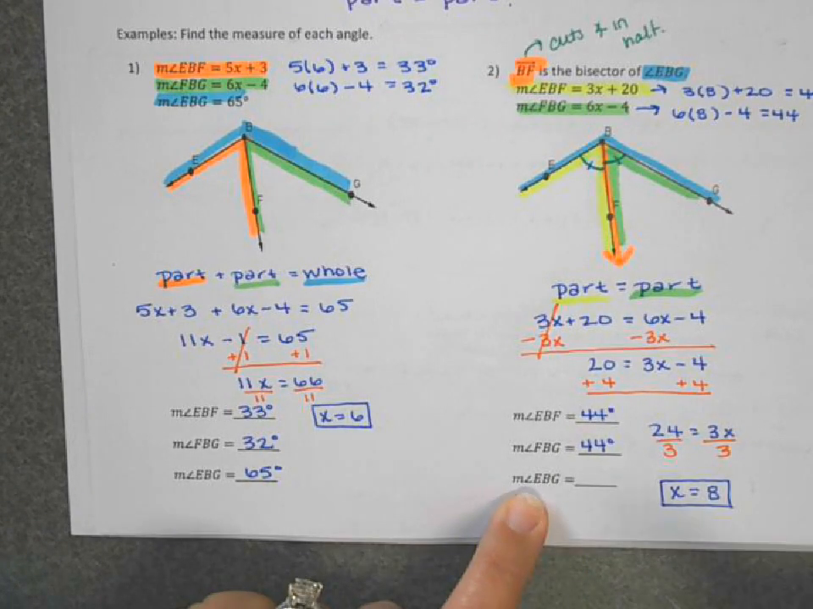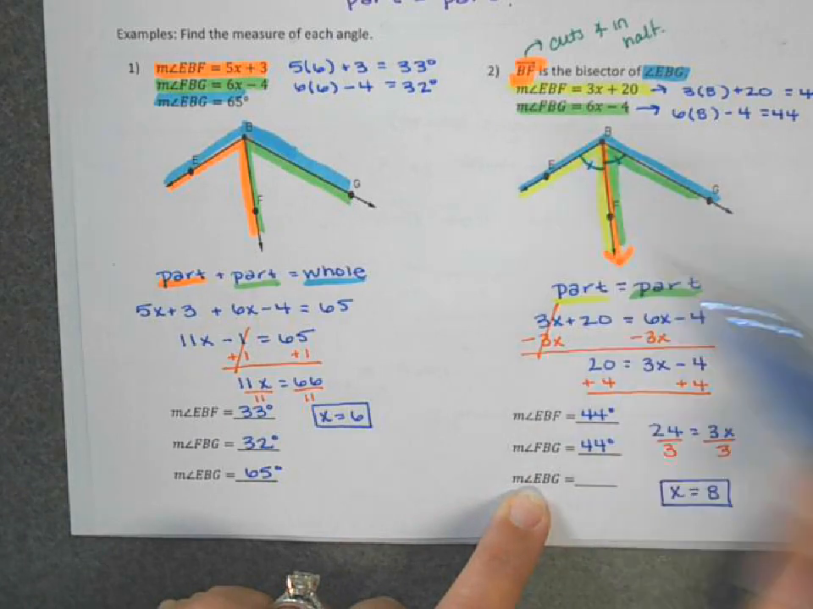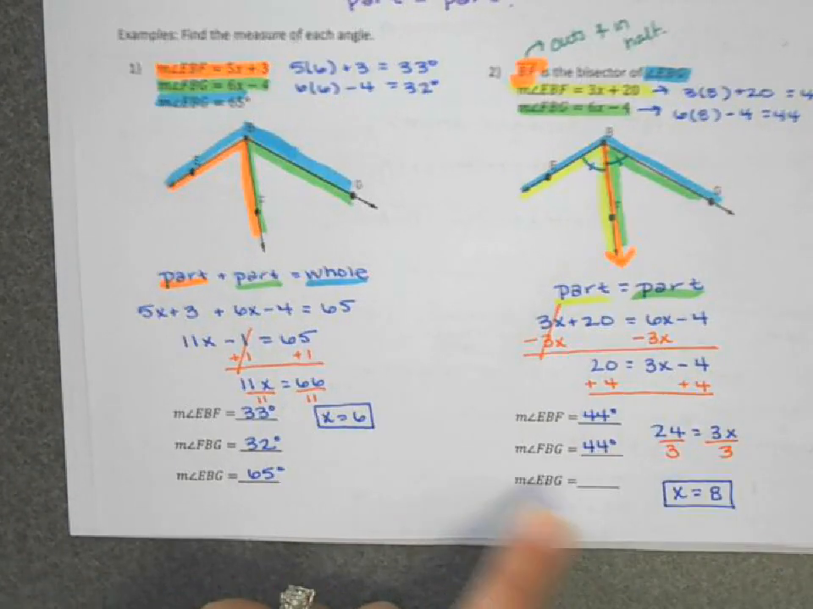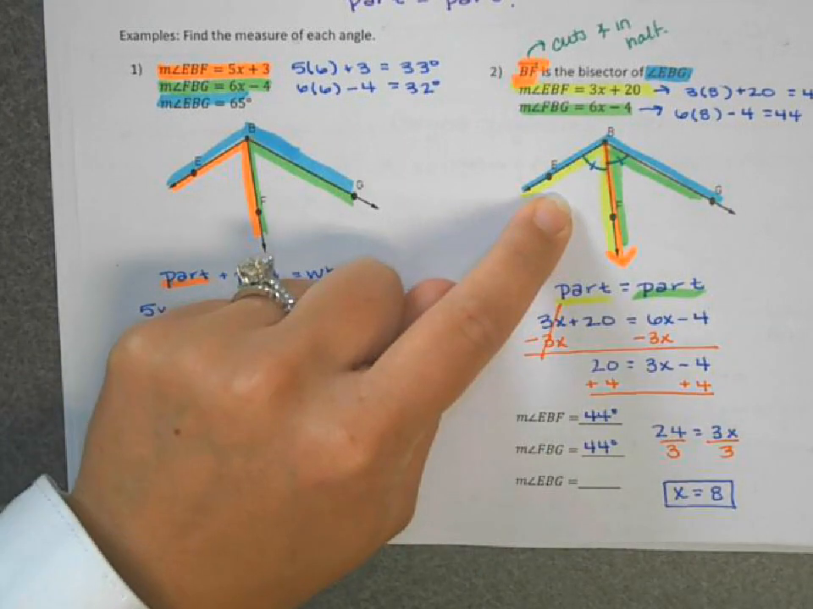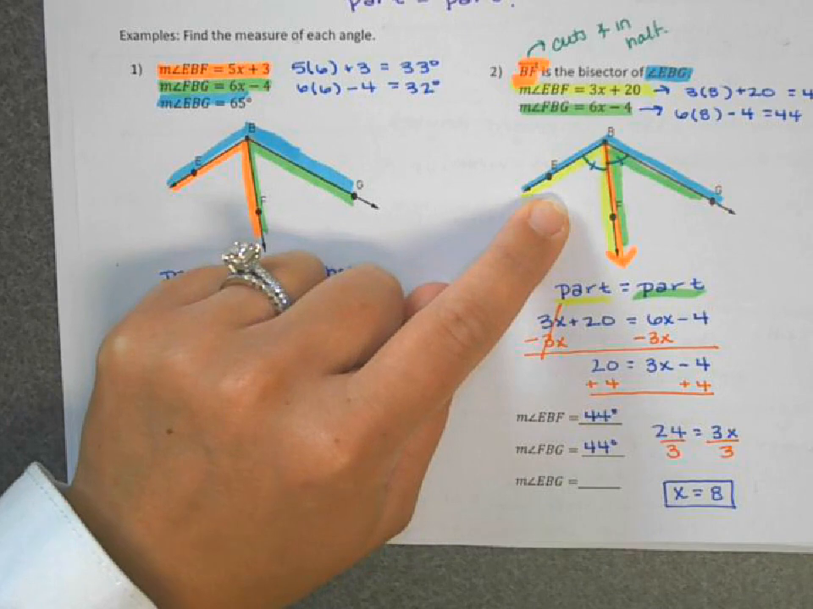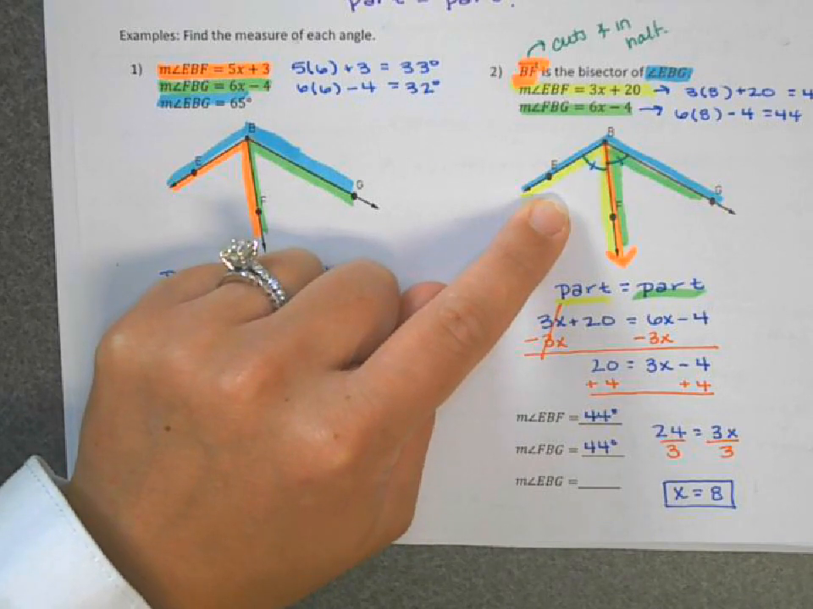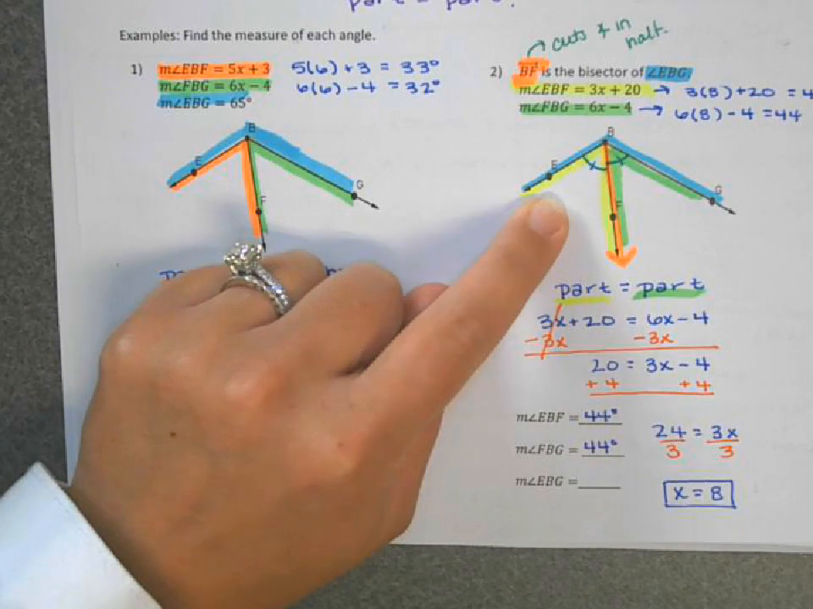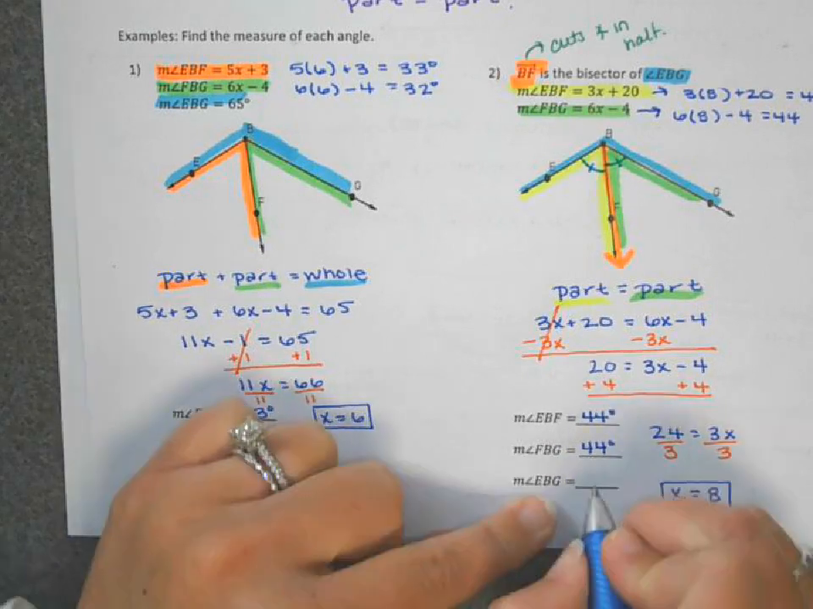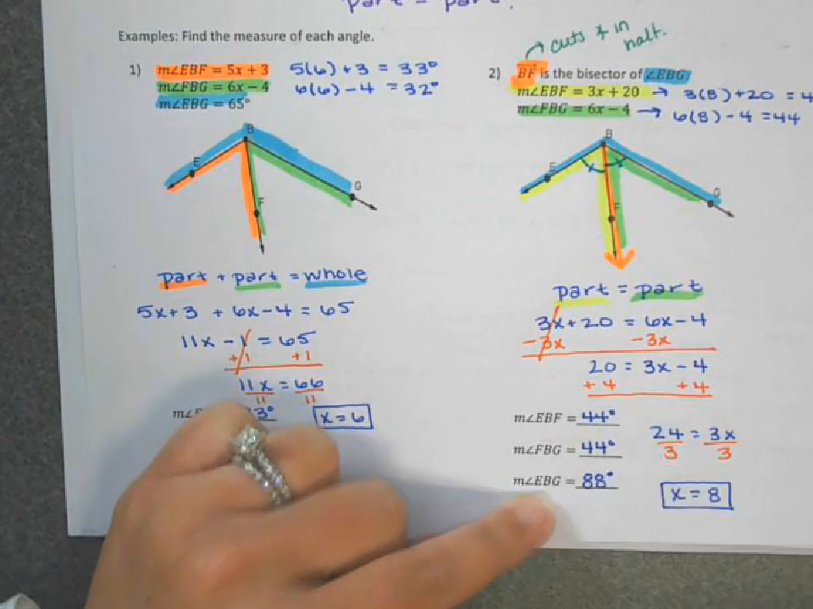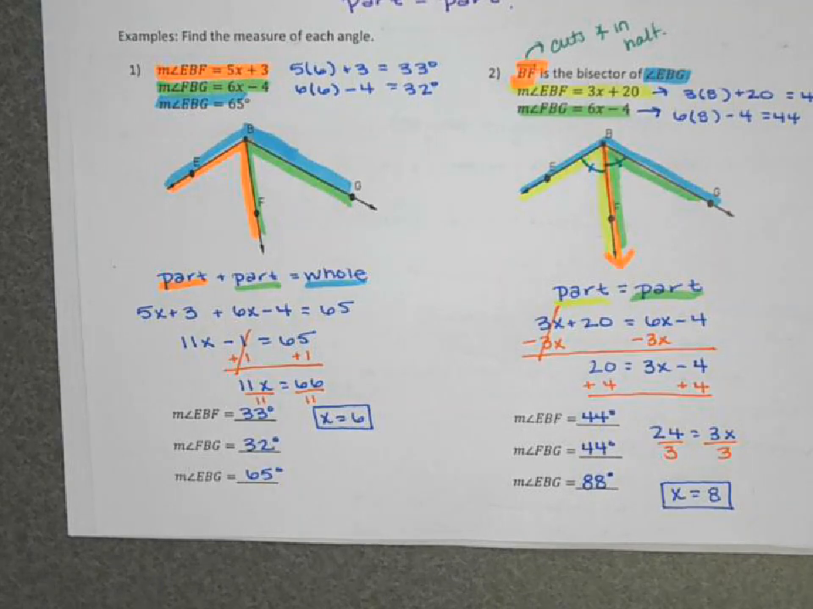Okay, well, wait a minute. It's asking for EBF. Or I'm sorry, EBG. Measure of angle EBG, that's the whole angle. But they didn't give me that, so I can't find that one, right? Yeah, I just have to add the parts together. Because even though I didn't have to use angle addition postulate to do any kind of setup here, I can still use angle addition postulate to figure out what the whole angle is. So 44 is part, 44 is part. So together, the whole angle has to be 88 degrees. Does that look okay?